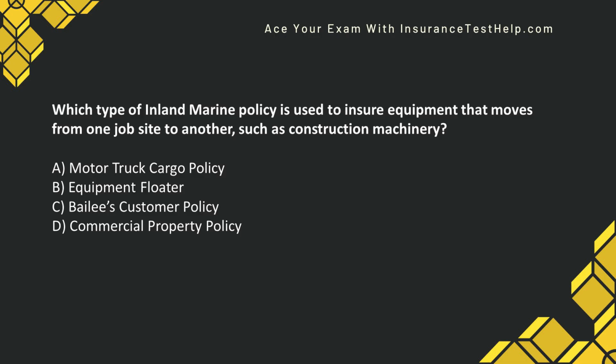What type of inland marine policy is used to insure equipment that moves from one job site to another, such as construction machinery? A, motor truck cargo policy. B, equipment floater. C, bailee's customer policy. Or D, commercial property policy.